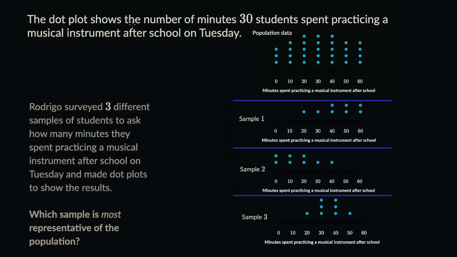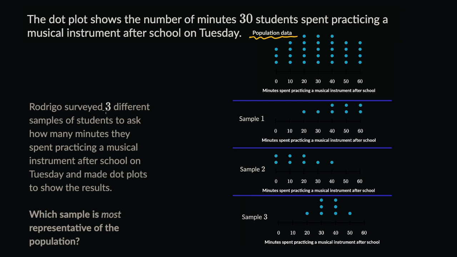The dot plot shows the number of minutes 30 students spent practicing a musical instrument after school on Tuesday. So we're assuming that this is the population. They're telling us this right over here. This is the population data. So there should be 30 dots here. And so, for example, 3 students spent 0 minutes practicing music on Tuesday. 4 students spent 10 minutes, and so on and so forth.